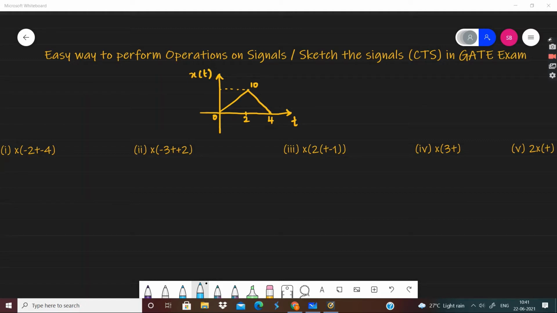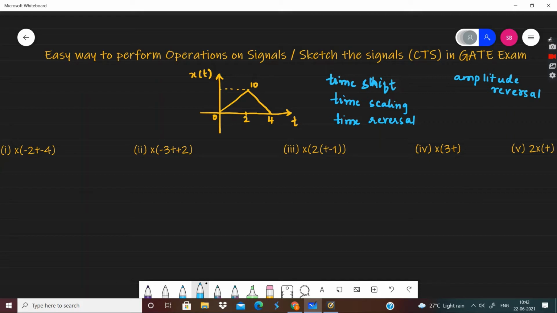At 2 it is having an amplitude of 10, and the concept operations on signals, we are knowing different operations what we can perform on signals. It is either in terms of a time shift, time scaling, time reversal, amplitude reversal, or amplitude scaling.